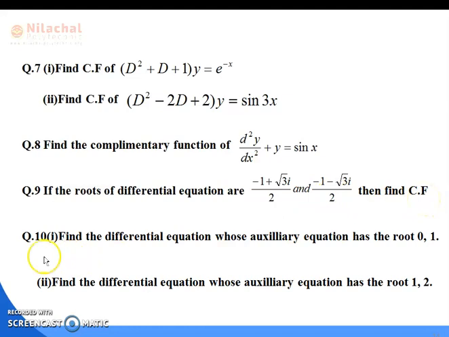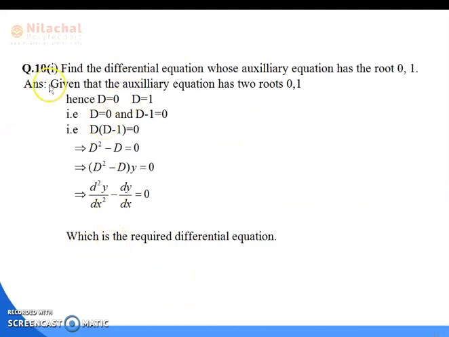Okay, so similarly question number 10, find the differential equation. The question is asking to prepare the differential equation whose auxiliary equation has the roots 0, 1. Means the question is reverse now. Previously the differential equation was given to you and you had to find the roots, but in this question roots are given, you have to find the differential equation. So there are 2 questions I have written. Let us solve question number 10 first bit. I am showing you how to solve this one. Find the differential equation. I am writing the question again.